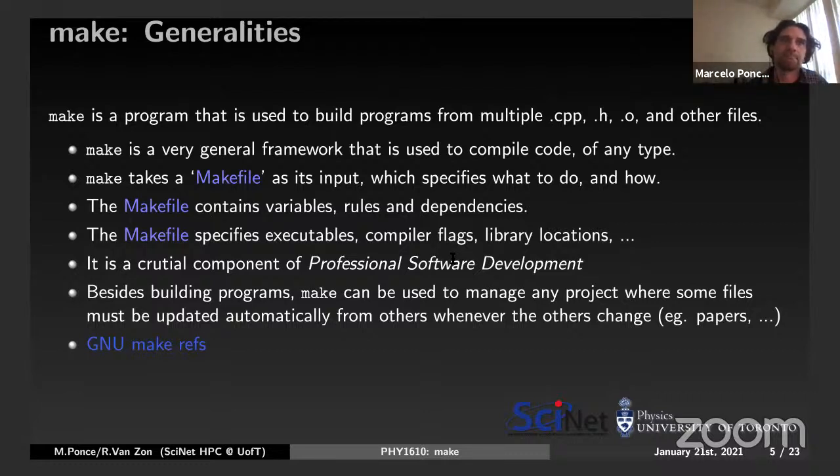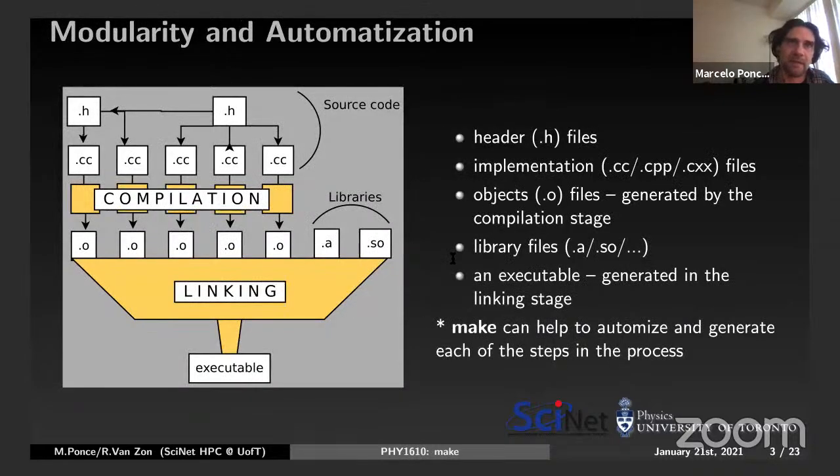Besides building programs, make can be used to manage any project where there are files that might be updated automatically due to other changes. That's another thing that is really nice about make. I forgot to mention that, so let me go very quickly to this picture. Let's say this represents part of our final project, and we have these different modules, but I only changed this last module here. What make will do is take a look at your whole project, see which file has changed, and only recompile those files. So again, that is a performance improvement.